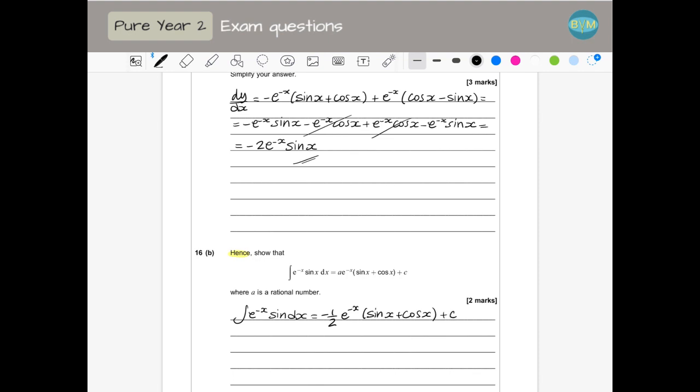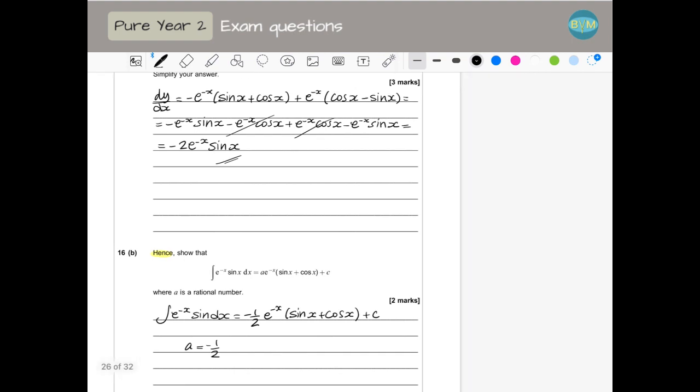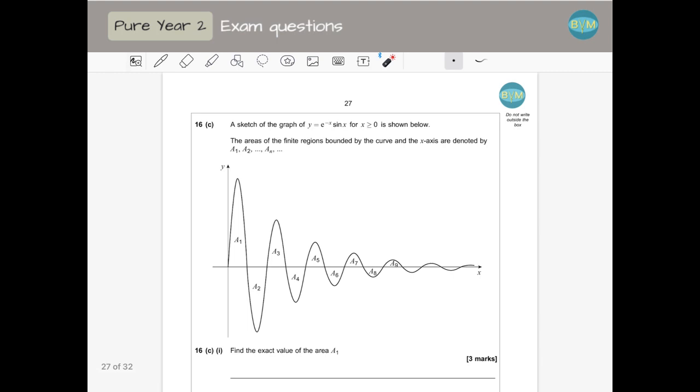And a is a rational number, which is precisely what we got. So a is minus a half. Just in case you can write it down. And that's part b.